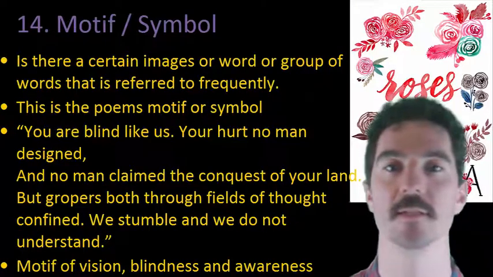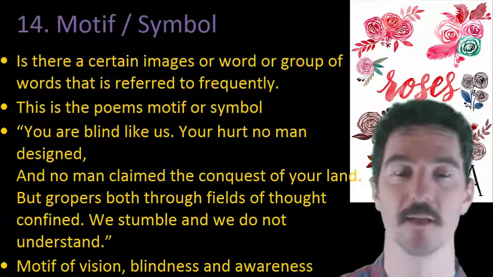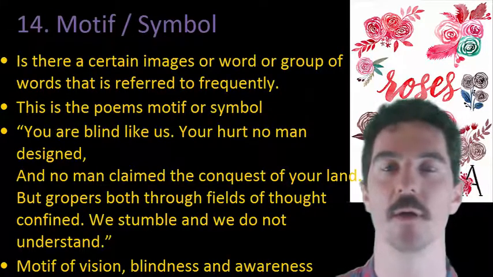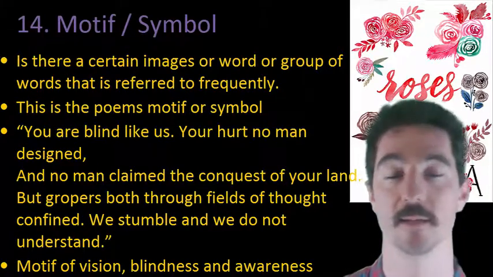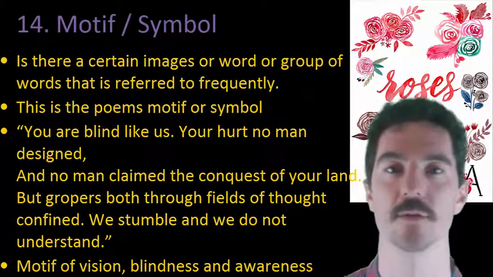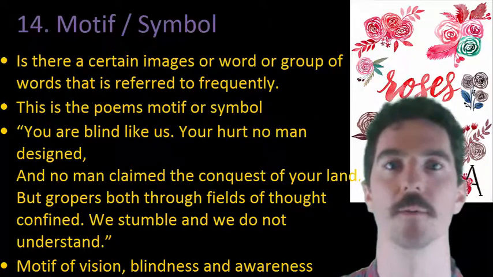A motif is a symbolic image that runs throughout an entire text, so for a poem that doesn't have to be particularly long, but as long as it's maintained throughout the entire poem, then it's a motif. Whereas a symbol is the same thing, symbolic language, but only localized to one stanza usually, or multiple stanzas of the poem, but not throughout the entirety of the poem.